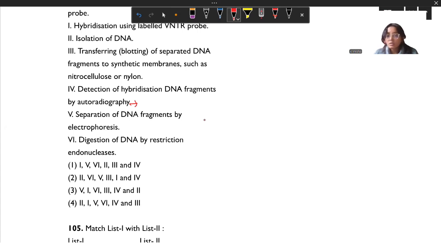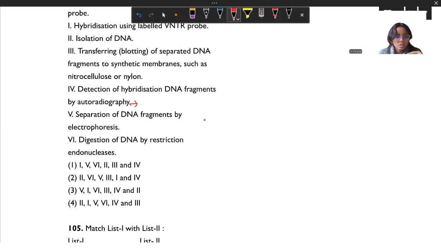So Southern blotting is nothing but they just want us to arrange the steps of DNA fingerprinting in sequence. You do not have to be worried about what Southern blotting is. Southern blotting is a technique of DNA fingerprinting. That's what you should know. So these are basically the steps of DNA fingerprinting, which you should arrange in order, starting from the first one to the last one.